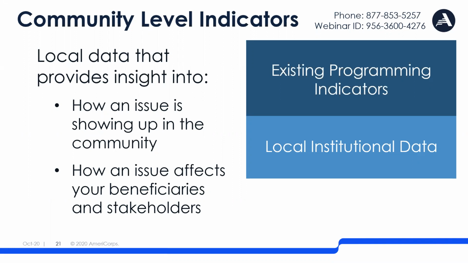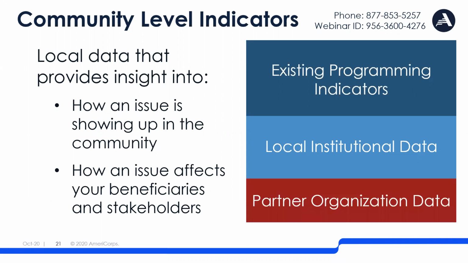Now, some of this information may be available to the public and found in your city, county buildings or libraries, and others might be pieces of information that you would need to request. Finally, we have our partner organization data, and this is going to include the information regarding the community need that's being gathered by our partner organizations.